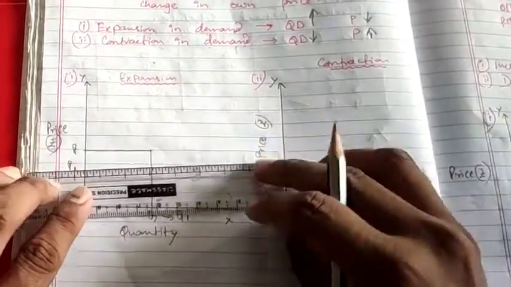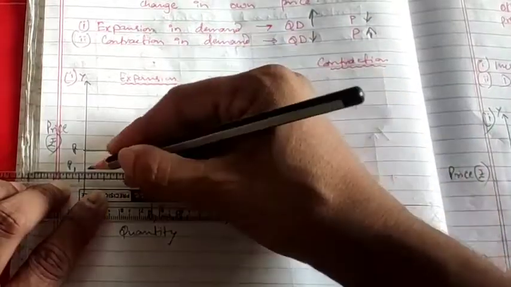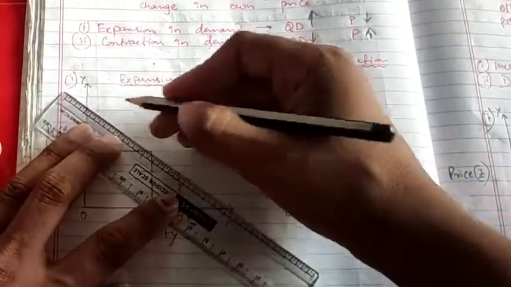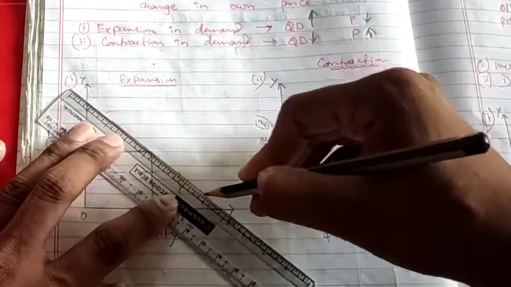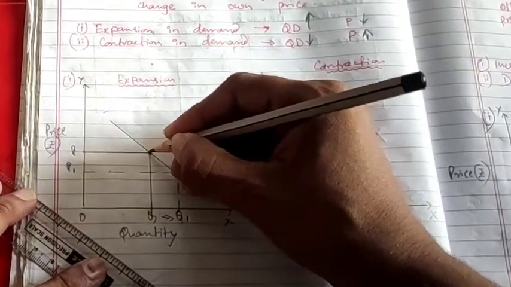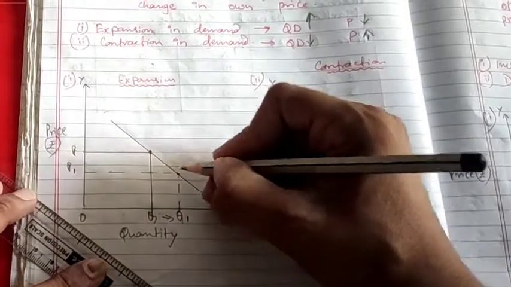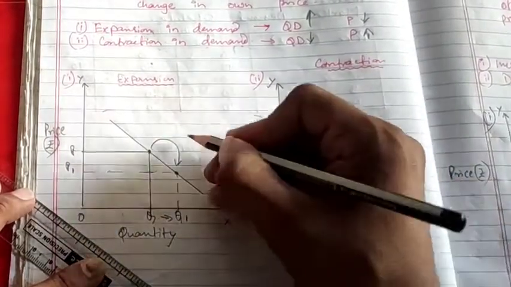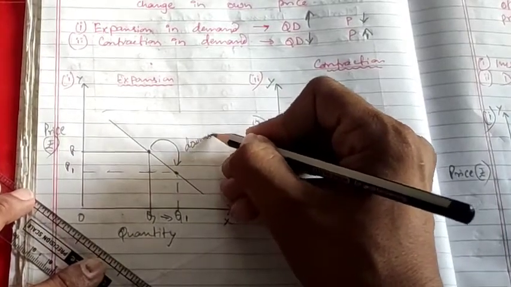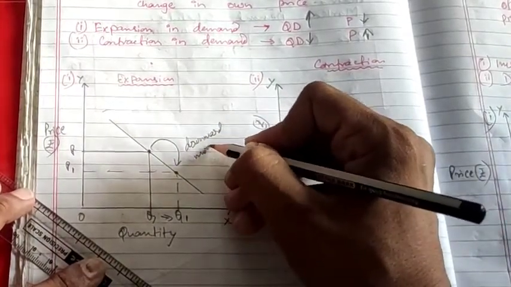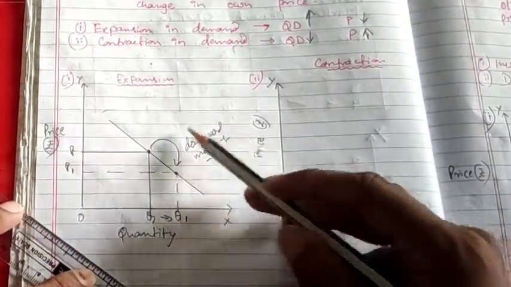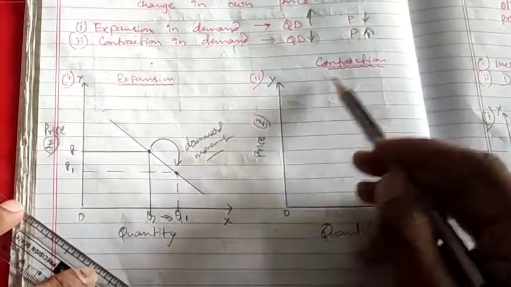So when we join these two points, what happens? It becomes a demand curve. And you can see before, the meeting point of price and quantity was here. Now the new price and quantity meet here. So what is it? It is a downward movement. So we can say that in expansion of demand there is a downward movement. Clear?